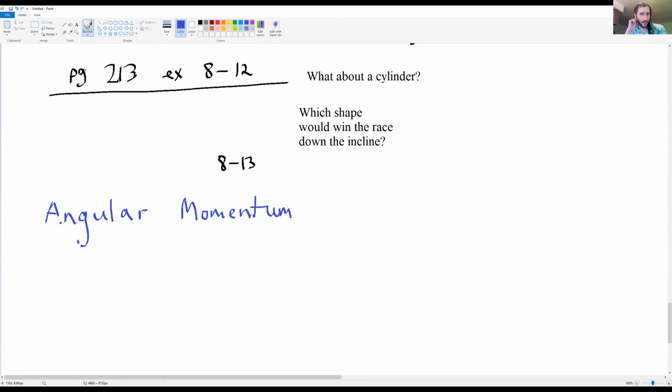Again, torque and angular momentum are vectors. I'll let you read in the book how to determine the direction of those vectors. It's something called the right-hand rule or the right-hand corkscrew rule, something along those lines. I'll let you investigate on your own how to determine the direction for that.